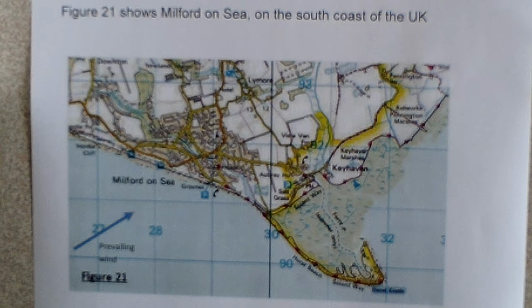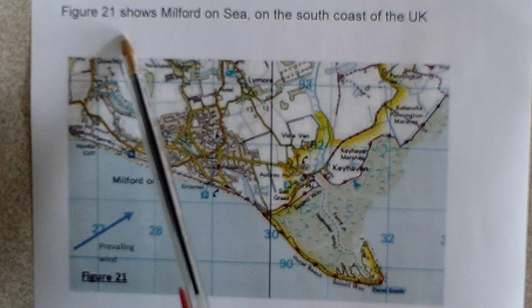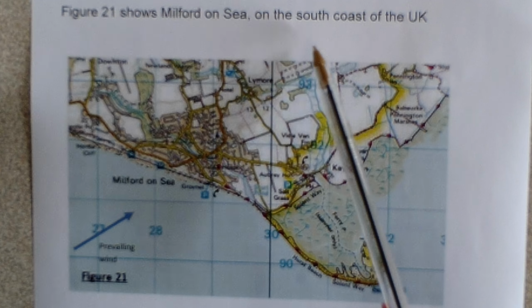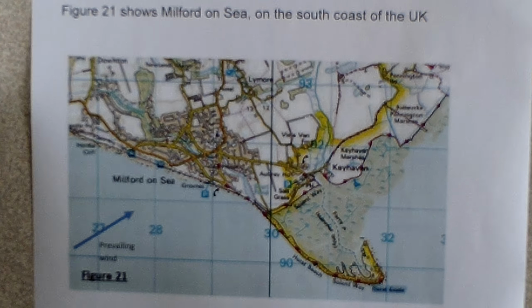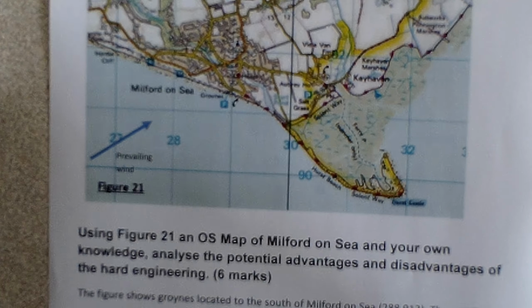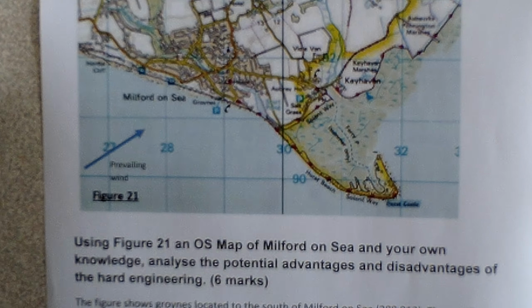So here's a 6 marker from the A-level paper, and often these will come with a figure. In this case we've got an OS map. So it says figure 21 shows Milford-on-Sea on the south coast of the UK, and then we've got our map, which we'll look at more closely in a sec. Using figure 21, an OS map of Milford-on-Sea, and your own knowledge, analyse the potential advantages and disadvantages of the hard engineering.